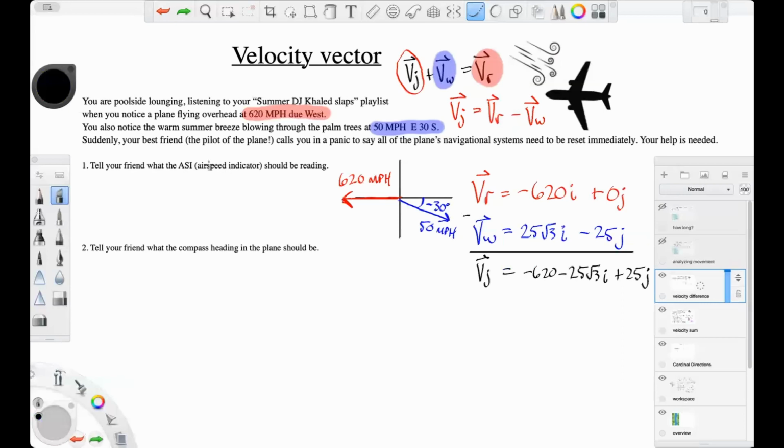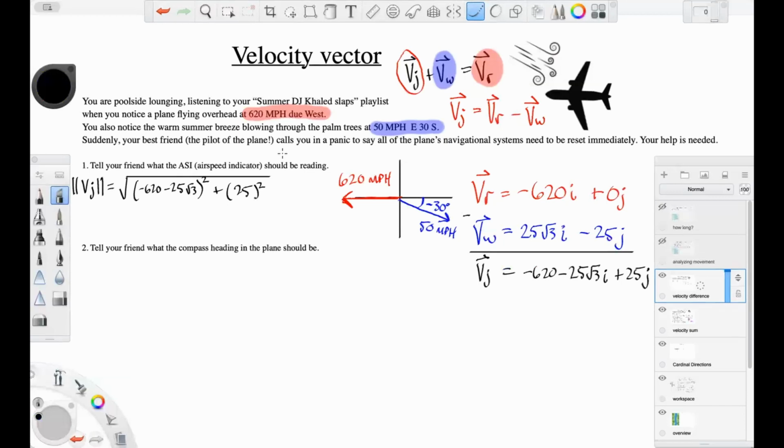Now we need to figure out what the airspeed of the jet is. So we're just going to have to find the magnitude. So we'll say the magnitude of the jet is going to be equal to the square root of negative 620 minus 25 root 3, so the i component squared, plus the j component squared, 25 squared. And then we'll run this calculation. We'll put it all through the calculator.